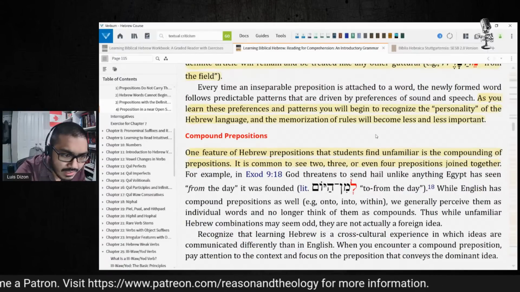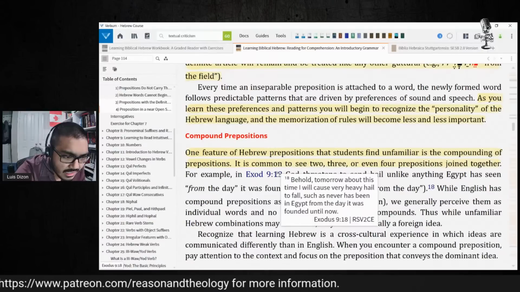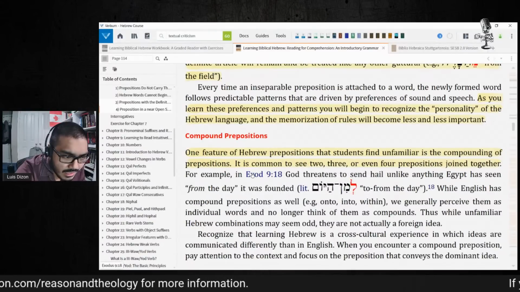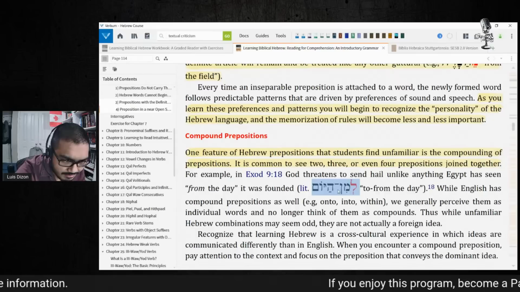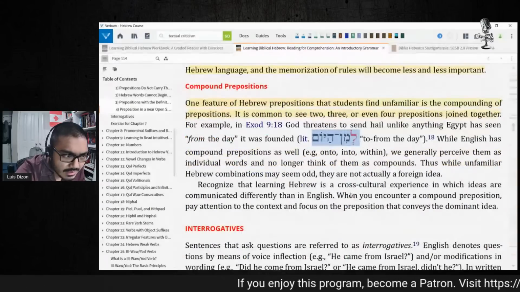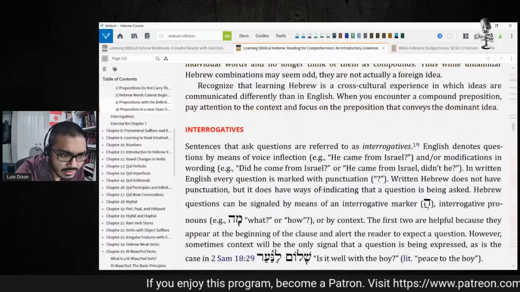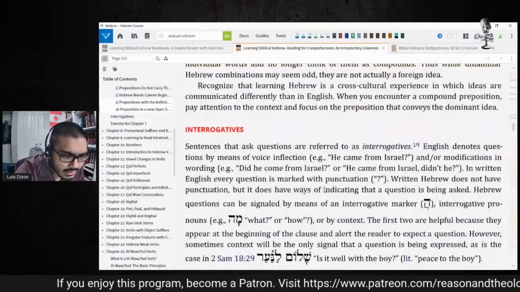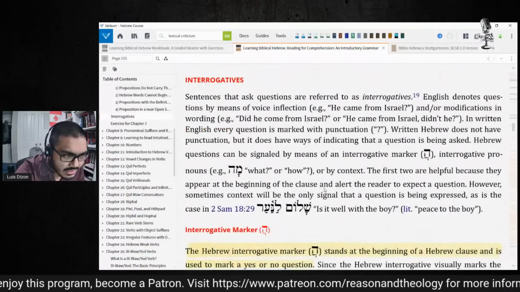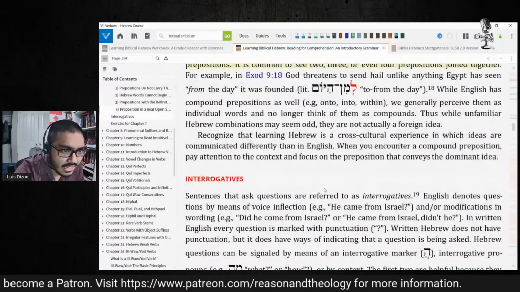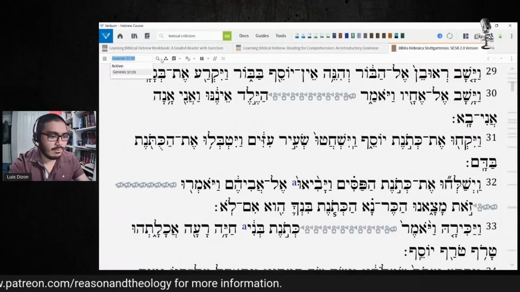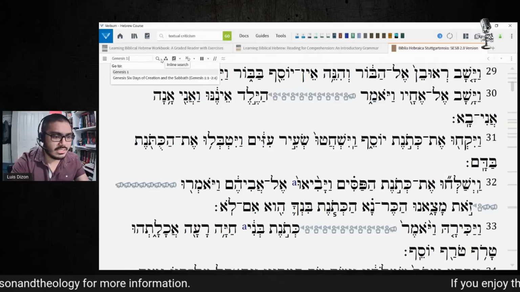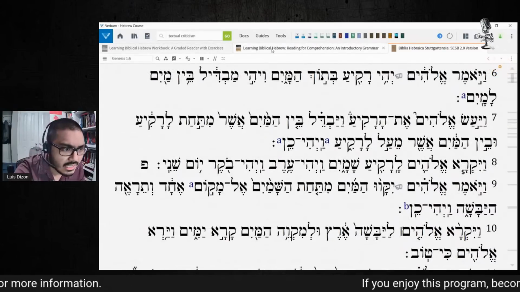Again, in this context, it would just be "from the day," if you look at the way it's translated. This is something that seldom happens, but you should know that it can happen. I'll show you a few more examples of that when we translate a little bit of Genesis, which is something we'll do at the end.